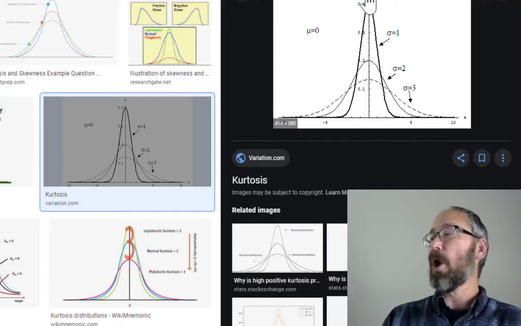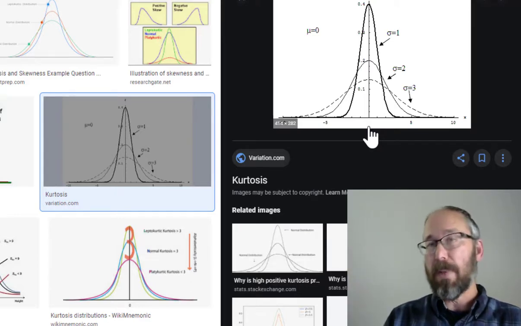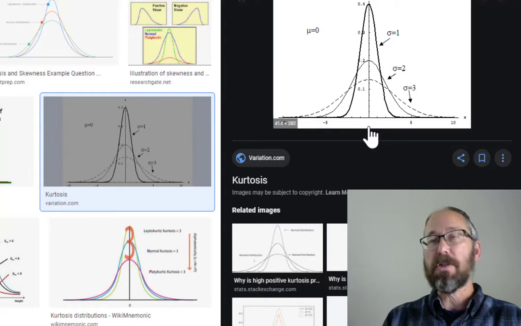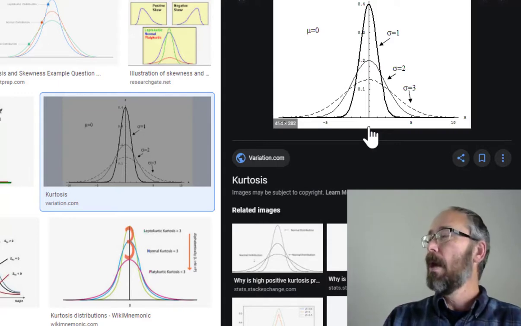Now notice that all of these are shown with no skew. The mean is the same for all of these, and the skew is 0. Again, meaning that you can divide them by the mean, and you have mirror images on either side. You can fold those over. But we have different kurtosis.